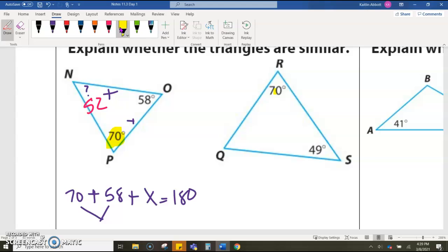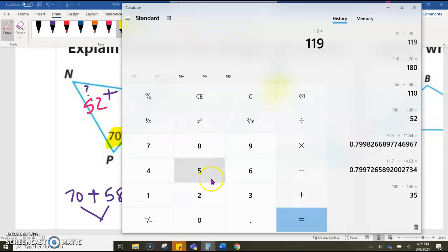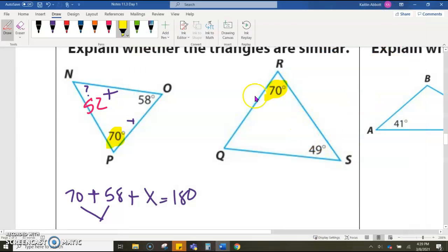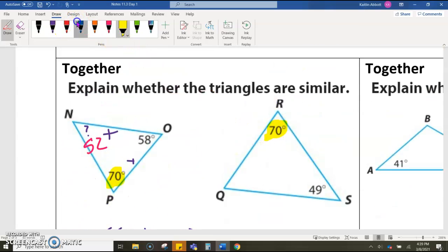So they have 70 in common. But since we have 58 and 52, unless this is still magically 52, which I don't think so, because these three add up to 180, so 70, 49, and 52 should not also add up to 180. Should we check? 70 plus 49 plus 52? Nope, we are short. So these are not similar triangles, so we're going to write it out.